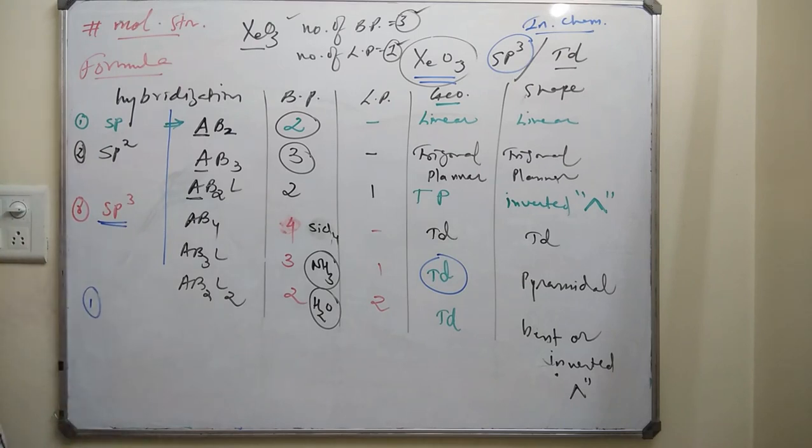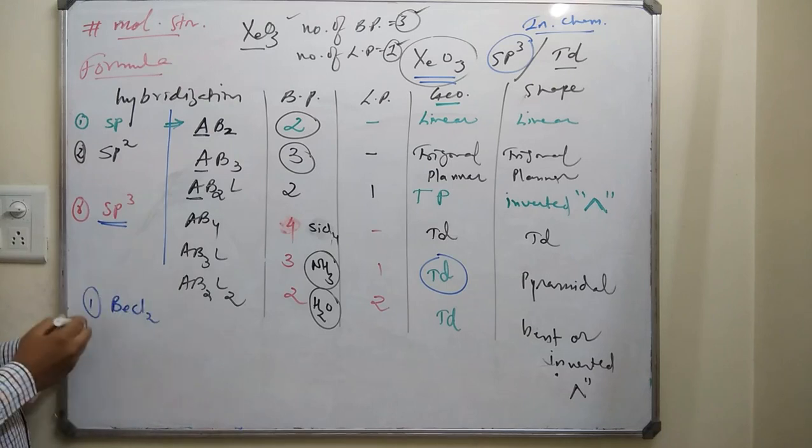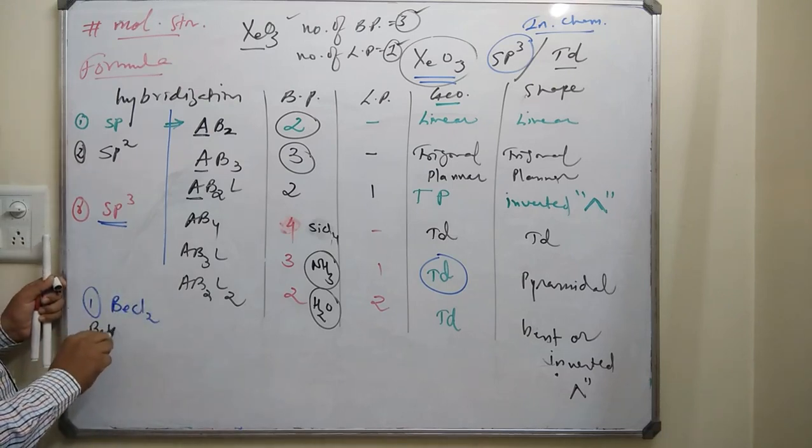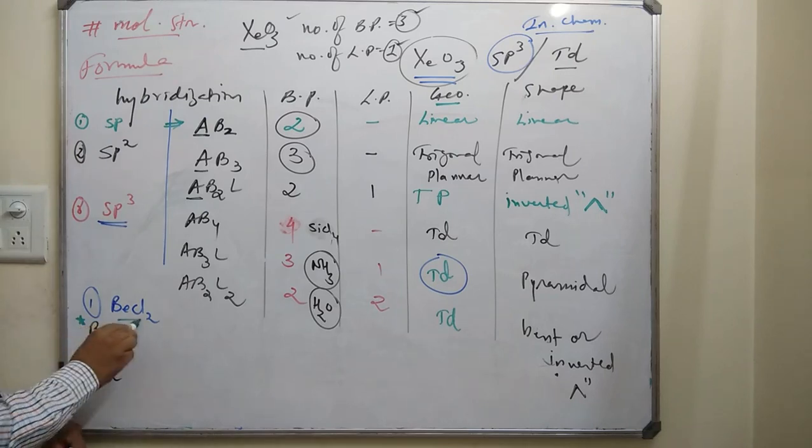First one, we will be taking the example BeCl2. Remember, whether you take BeCl2, BeH2, BeF2, the answer remains the same. BeH2 does not completely involve the whole set of formula, but it will give you the same answer, and it is correct. Let us check for BeCl2.